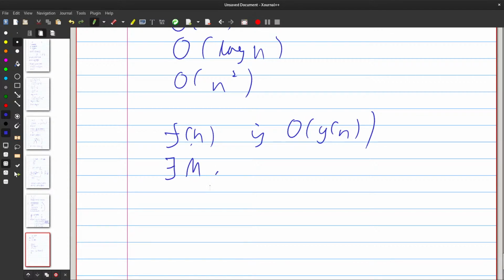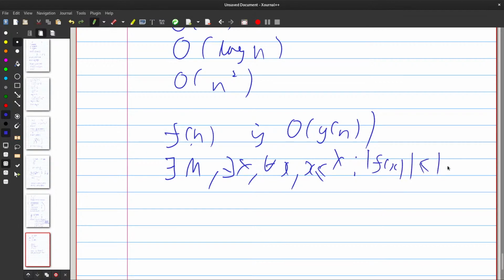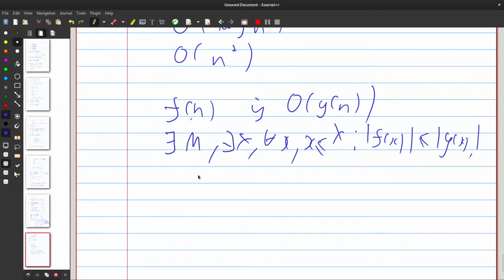there exists some m, there exists some X, such that for all x greater than or equal to X, f of x is less than or equal to m times g of x. Okay, good. That's nice. So I'm going to explain what that actually means very quickly.